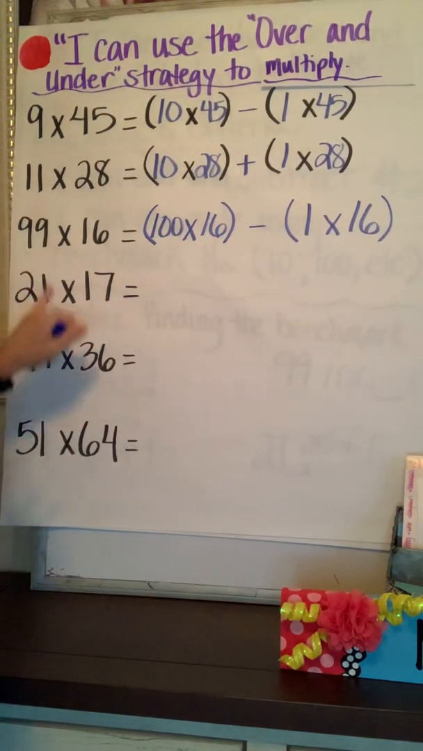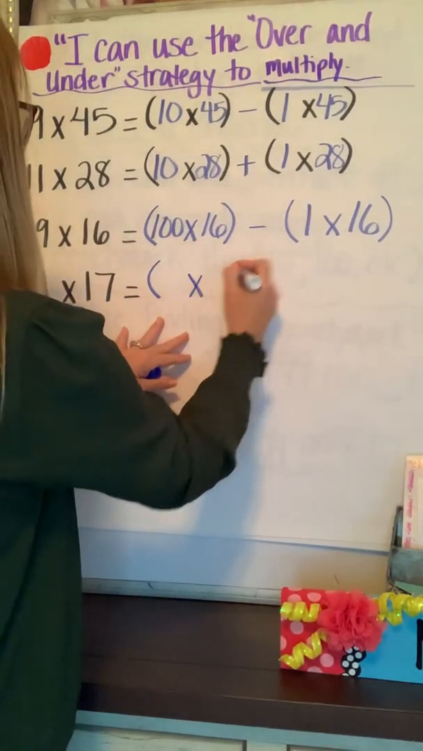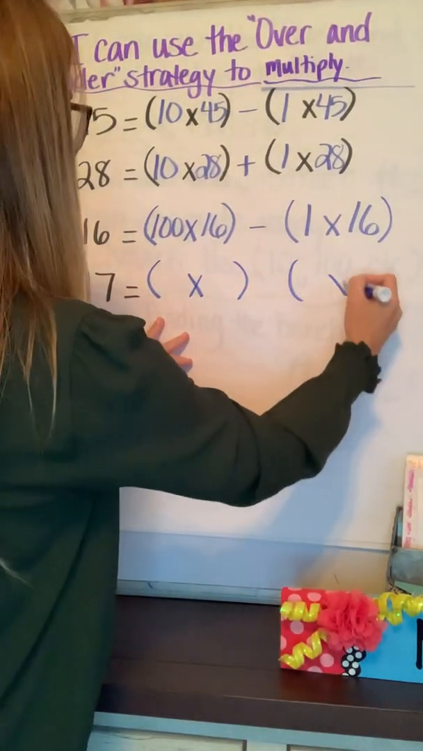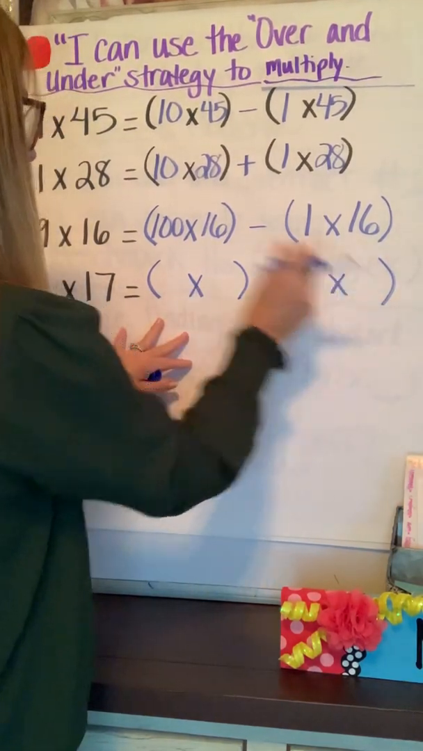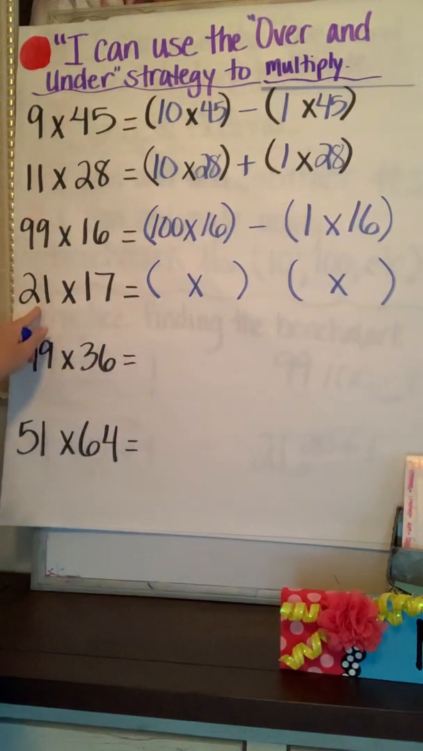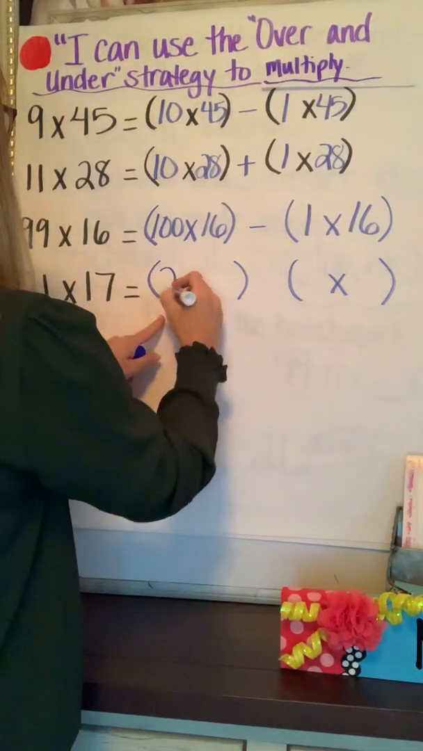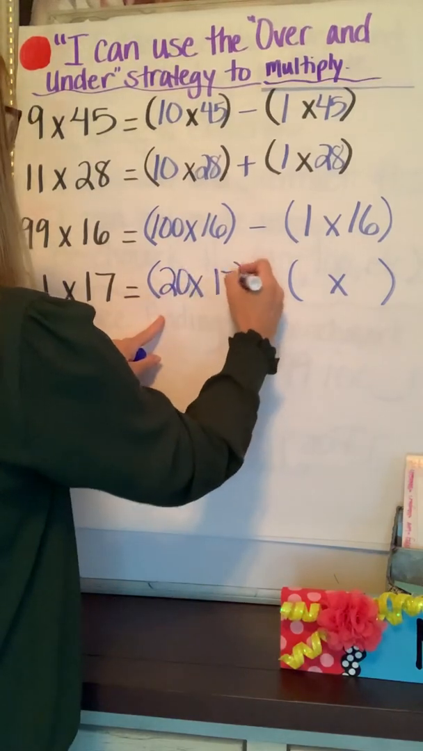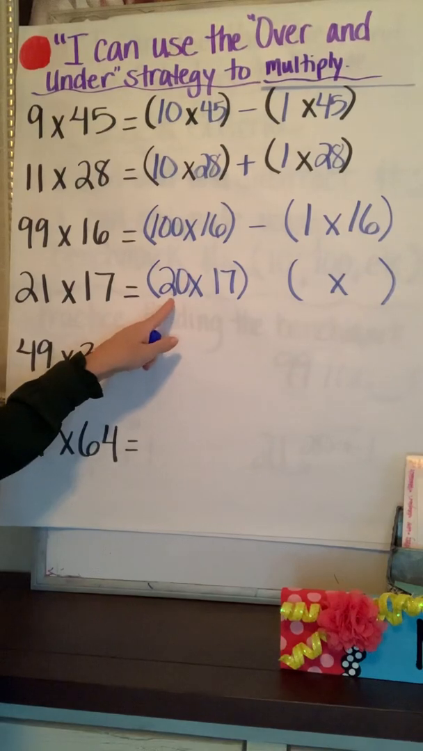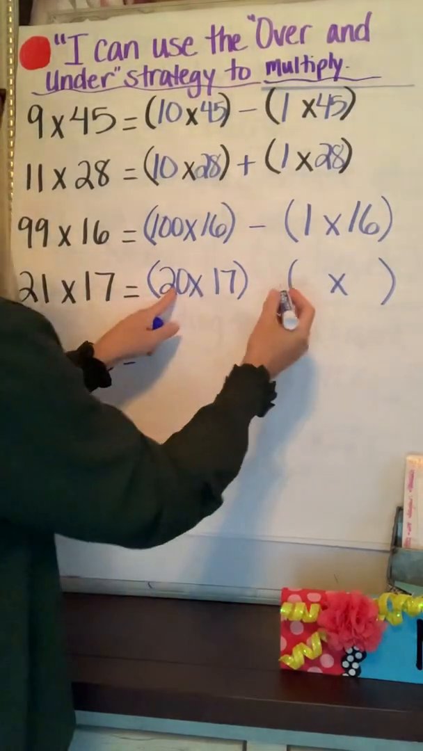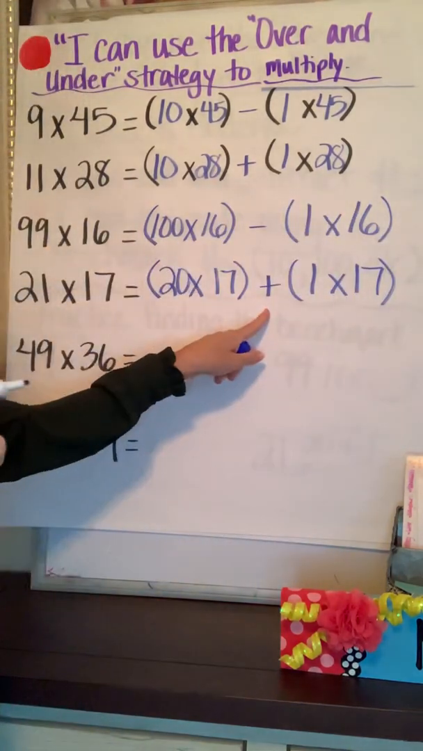How are we doing? All right, we have 21 times 17. Let's set it up. I know that I have a set of parentheses with a multiplication, parentheses with multiplication. I have to decide my benchmark. 21 is pretty close to 20. So we'll have 20 groups of 17, but that's not enough. I just went under the number by 1. So to get back to 21, I need to add 1 group of 17.